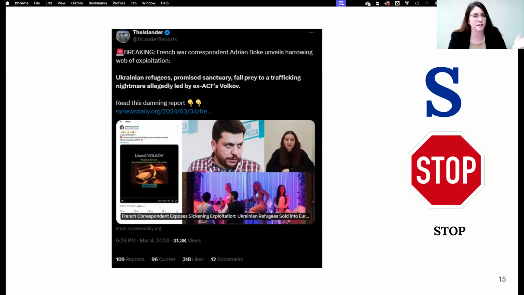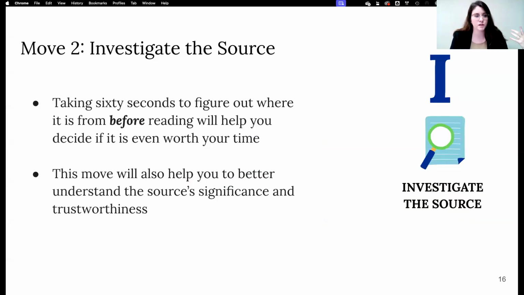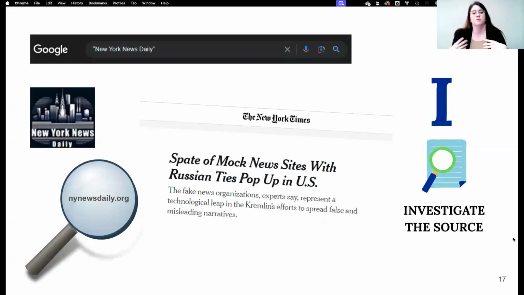And then I'm going to ask myself, do I know this source? New York News Daily, it kind of sounds like maybe the New York Daily News, but no, I'm not familiar with this. So I'm going to move to the second move. This is, again, investigate the source. Understanding the origin and agenda of the source can really help influence your interpretation of the information that's being presented. And taking a moment, even if it's a brief moment, to identify the source can really help determine whether it's something you're comfortable trusting or sharing further. So again, you do this before even reading the content itself.